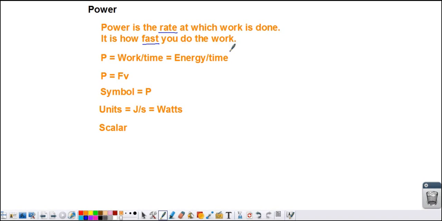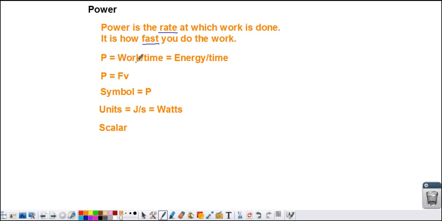Myself and somebody else might both be able to do 100 joules of work, but I can do it in 5 seconds and they can do it in 10 seconds. That makes me more powerful because I did it faster. Okay? So again, power is how fast you can do the work.